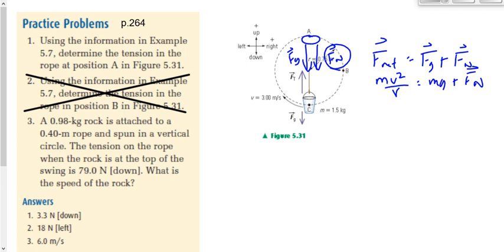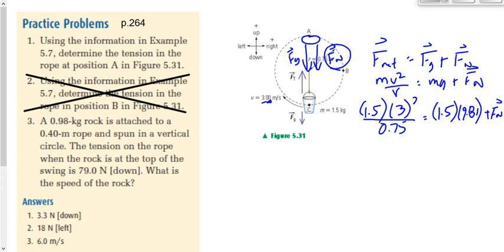mv squared over r, what do we got here? What was the mass? 1.5 kilograms. v is 3, right here, over r, 0.75 meters. Somebody yesterday asked me, it might have been Ben, I'm not sure, what's the difference between m times v squared over r and m times v squared over r? Zero difference. It doesn't matter what you do first, you get the same thing. 1.5 times 3 squared divided by 0.75 equals 1.5 times 9.81 plus Fn.